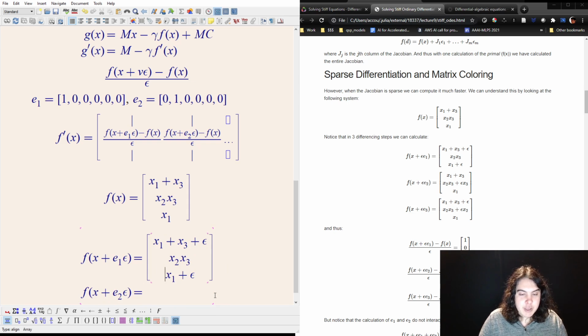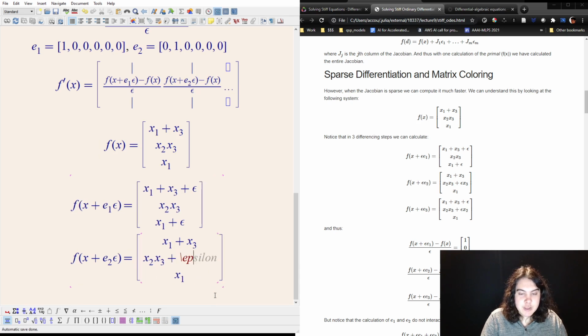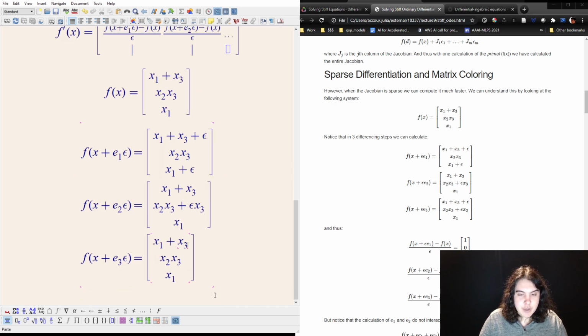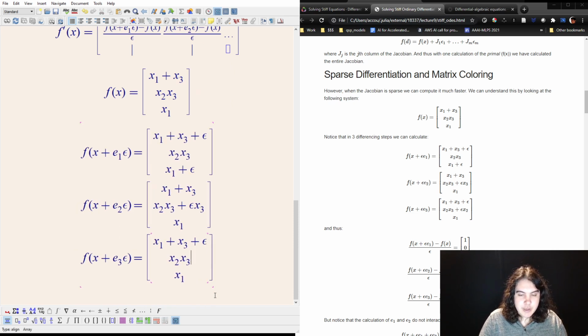Let's write this out here. Once again, we take the system that we had before, and then we just perturb it by epsilon. So we just have x2 times x3, and then we have plus epsilon x3, right? And then we have f of x plus e3 epsilon equals, well, now we have a plus epsilon up here, and we have a plus epsilon x2, right? So there's our equations when we perturb.